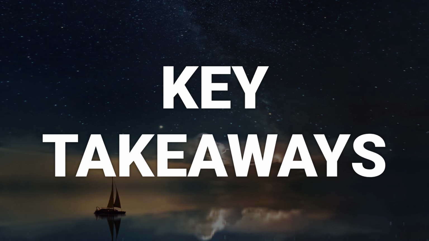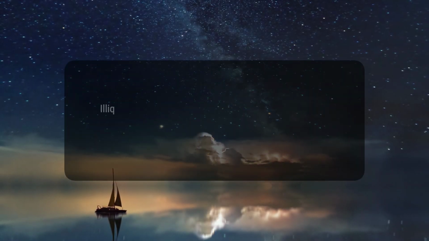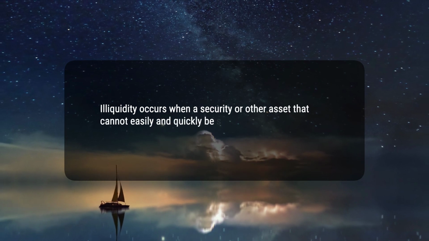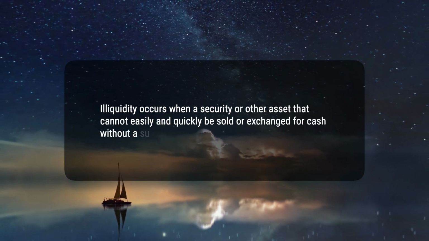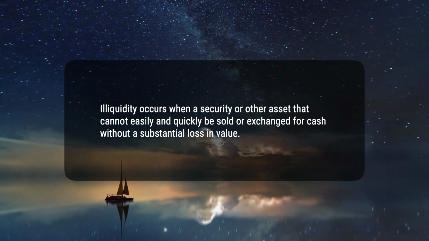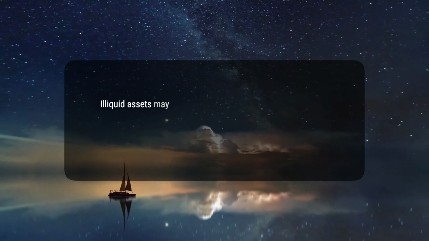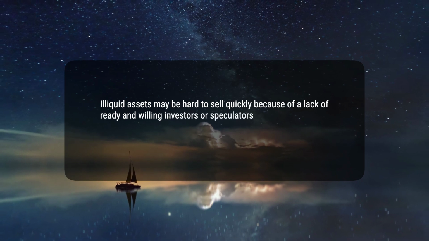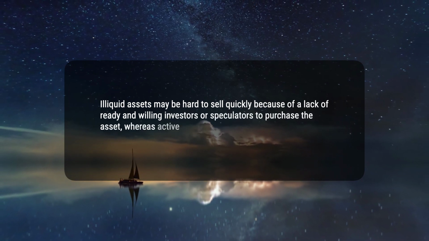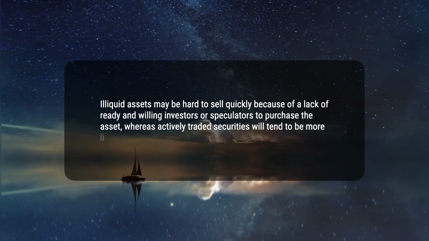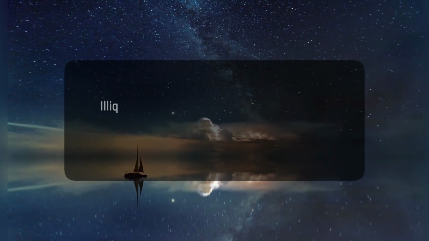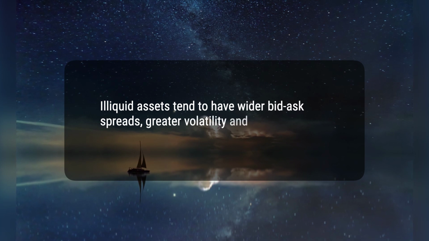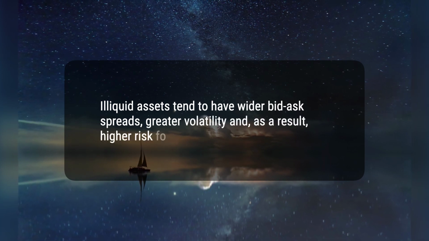Here are 3 key takeaways. 1. Illiquidity occurs when a security or other asset cannot easily and quickly be sold or exchanged for cash without a substantial loss in value. 2. Illiquid assets may be hard to sell quickly because of a lack of ready and willing investors or speculators to purchase the asset, whereas actively traded securities will tend to be more liquid. 3. Illiquid assets tend to have wider bid-ask spreads, greater volatility and, as a result, higher risk for investors.